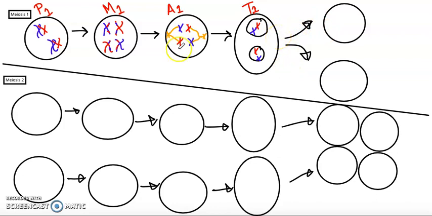Okay, and then cytokinesis occurs. There's something called a cleavage furrow that actually starts to form right here in telophase. And then cytokinesis occurs, and now we have the 2 new identical cells, right? With half the genetic information, haploid.